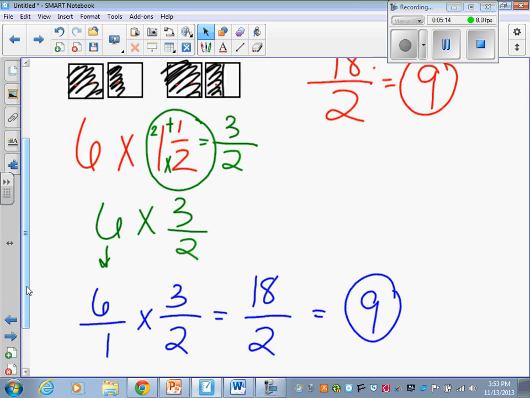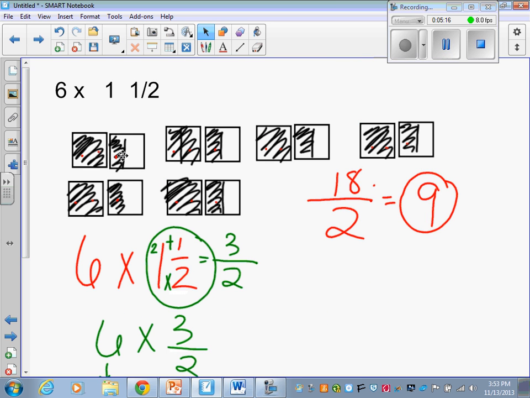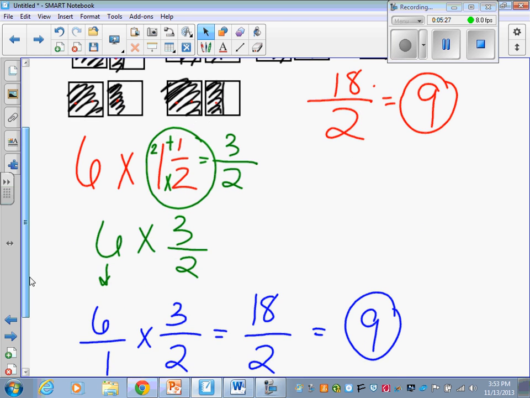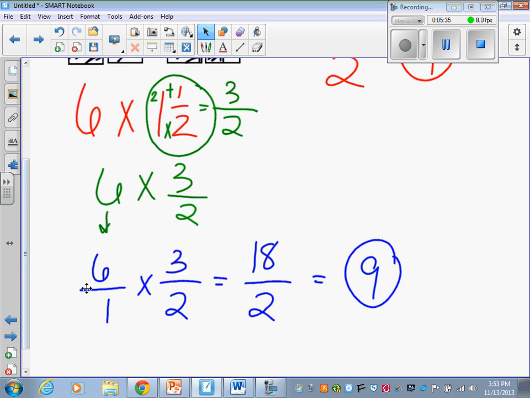So again, you see the model, I had 6 groups of 1 1/2, and then I counted up how many half pieces I had. There were 18 total, I put it over 2. That's one way you could think of this problem. Another way is to multiply 6 by 1 1/2. We converted 1 1/2 to 3 halves. We rewrote 6 as 6 over 1, and then we multiplied.